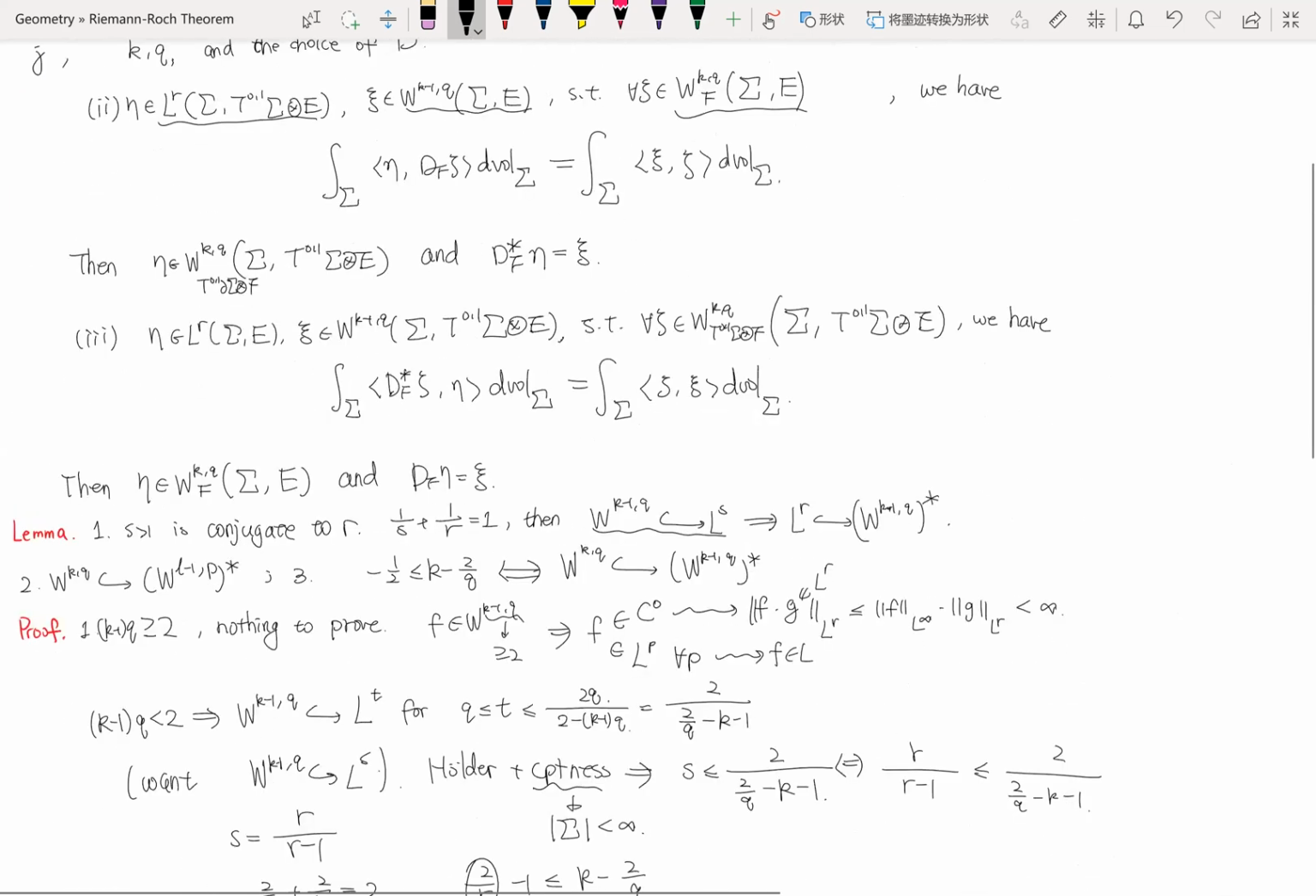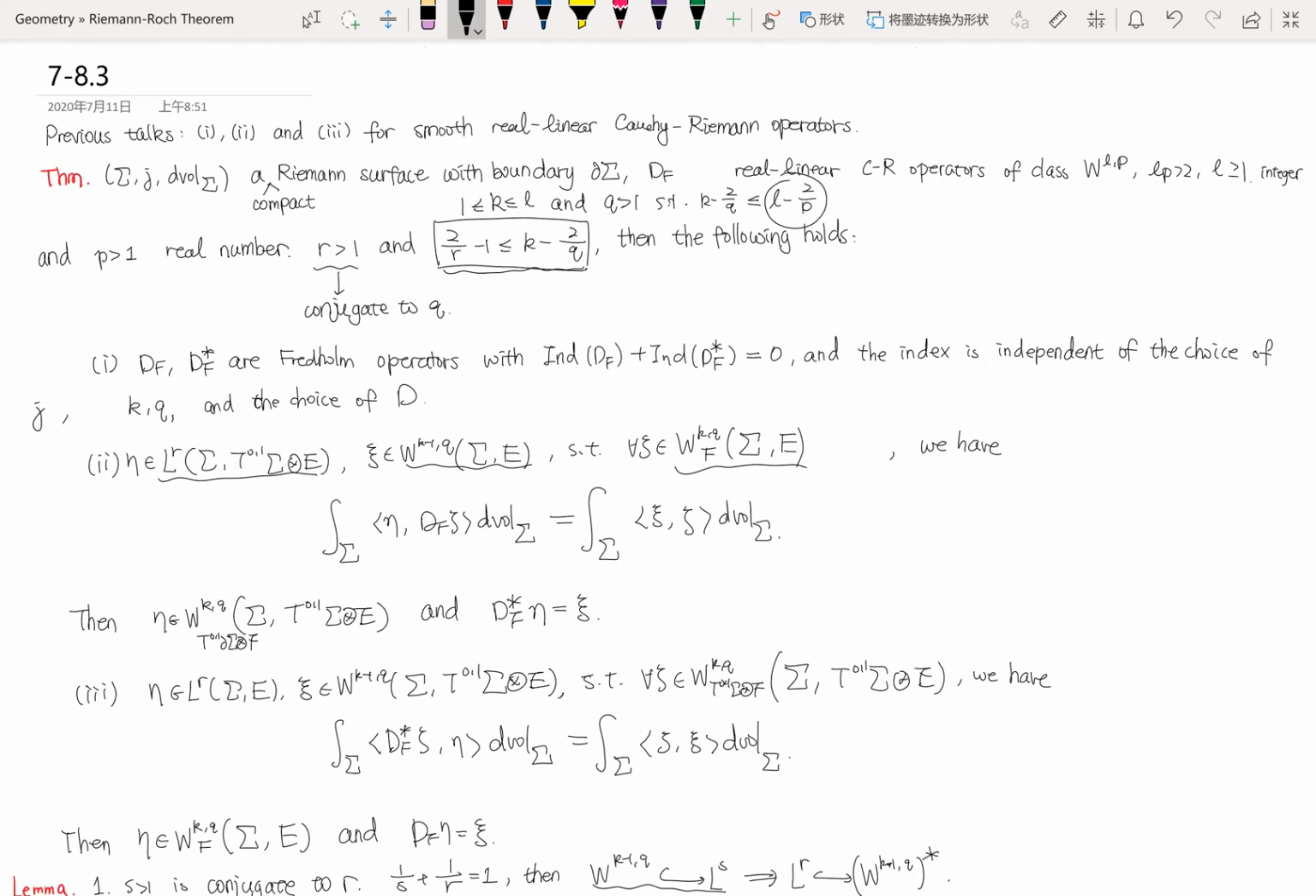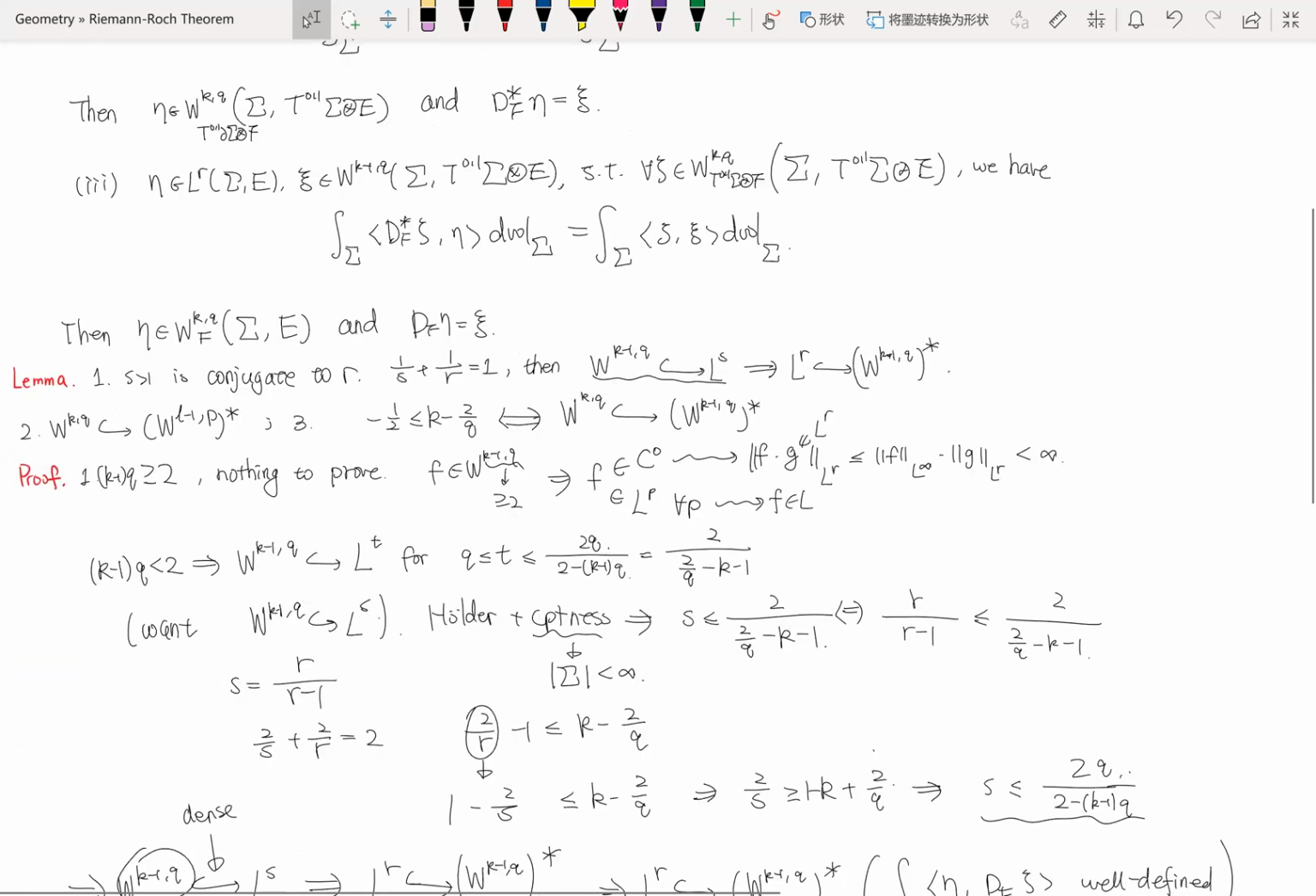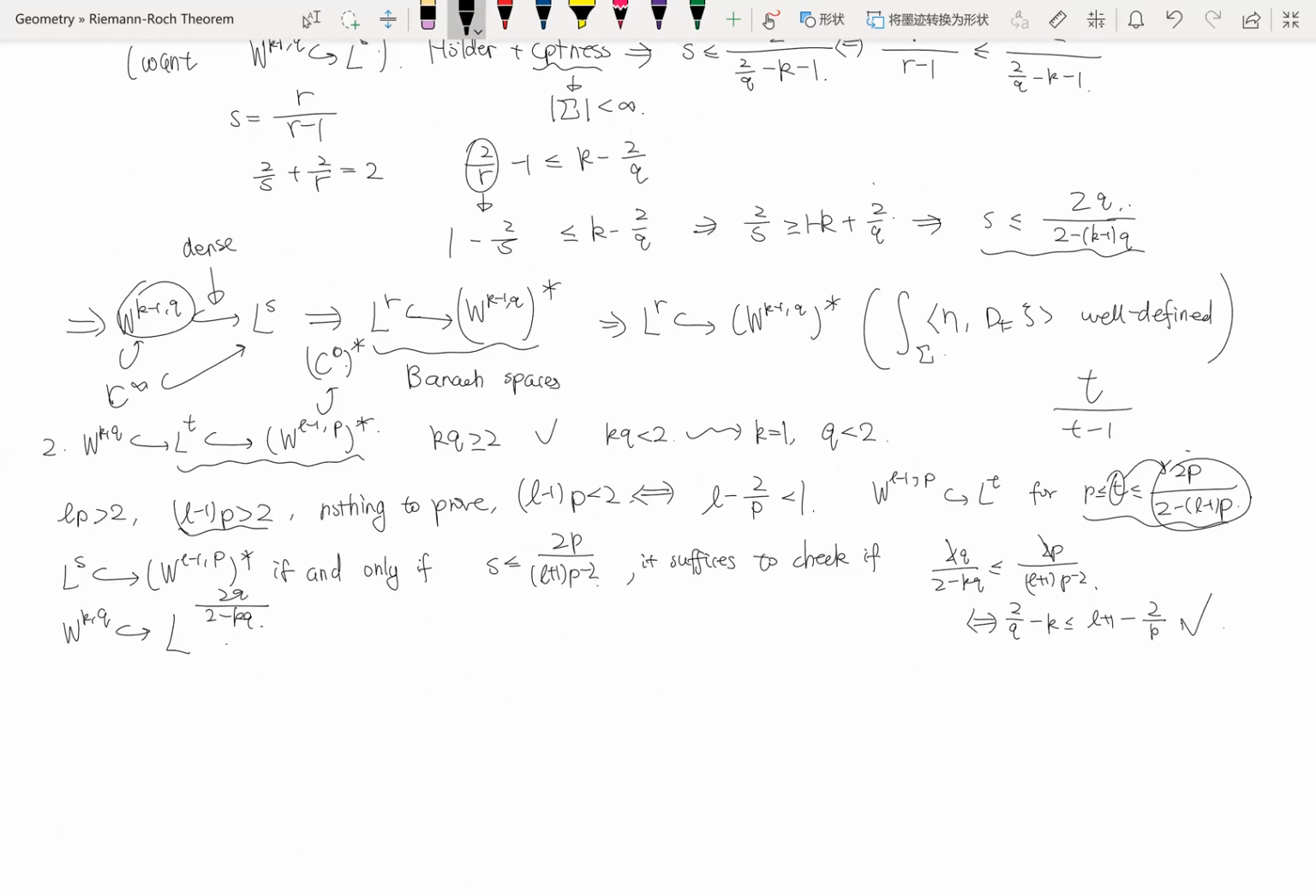But we know that this is obviously the case because it is easy to check that this is the case. So we have the embedding. And when we can embed into this, then this will embed into the dual of L^{L-1,p}, the dual of W^{L-1,p}.